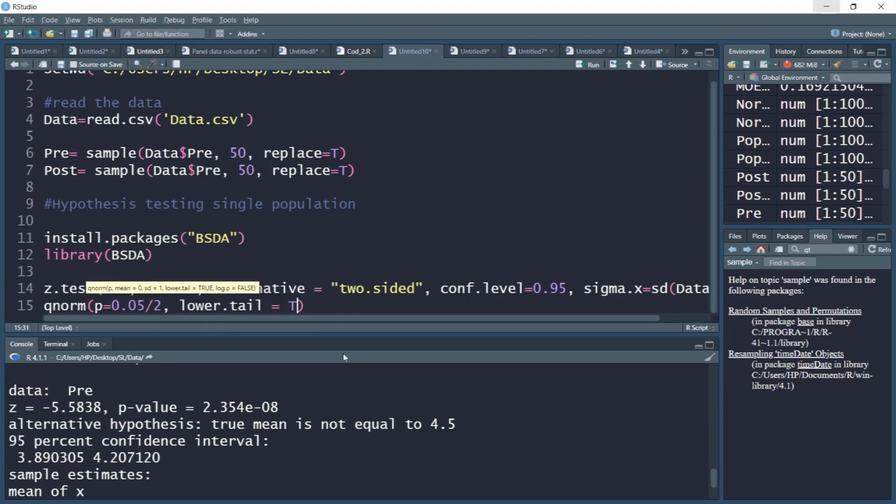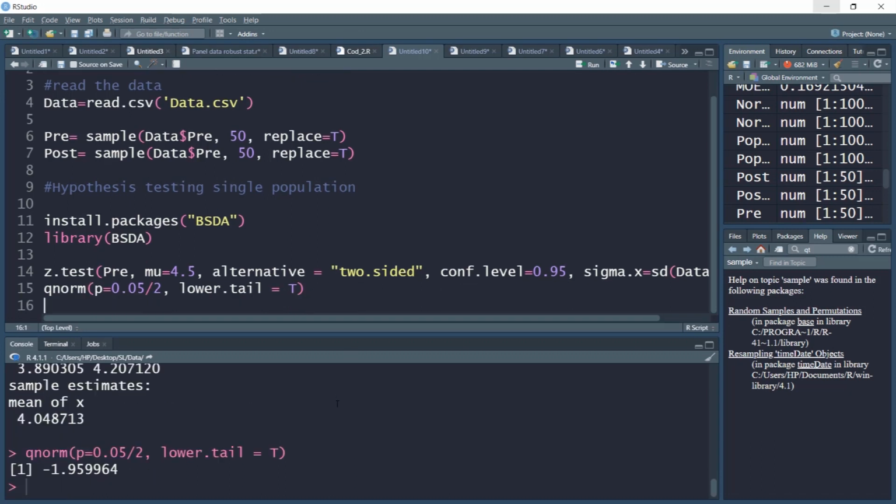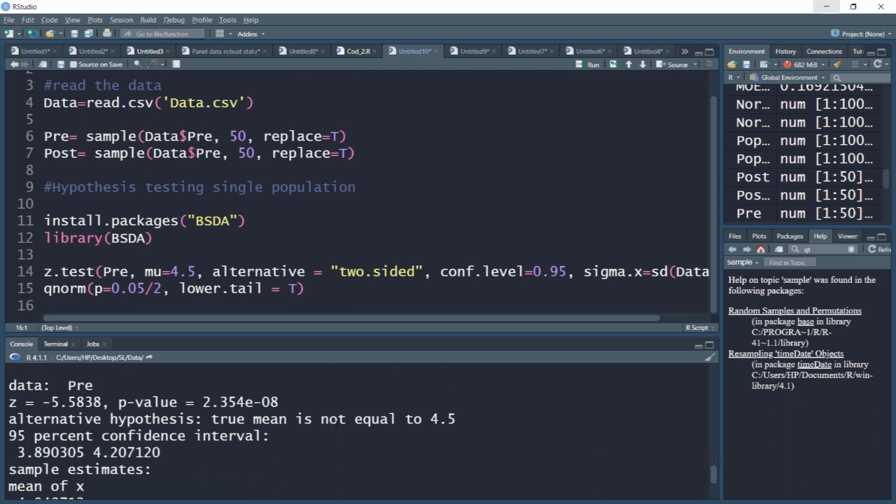That means we are generating the critical value on the negative side, that is corresponding to the lower tail of 2.5%. And if we run this command, the lower tail statistic is computed as minus 1.96, which is much lower than our z statistic, which clearly indicates that we can reject the null that our population mean is 4.5. This result we could have directly obtained by observing this p-value, which is very small as compared to 2.5%. That means even just by looking at this p-value, which is very significant, we can easily reject the null that our population mean is 4.5.